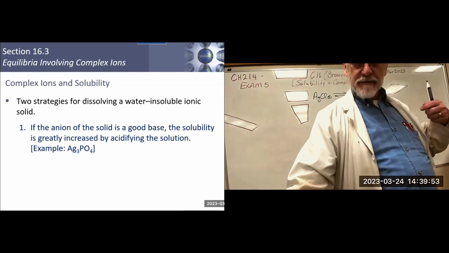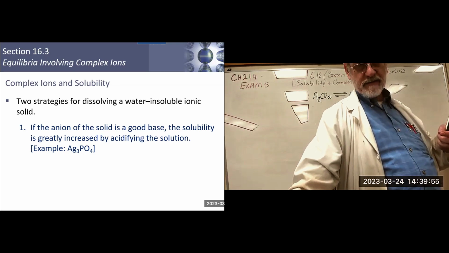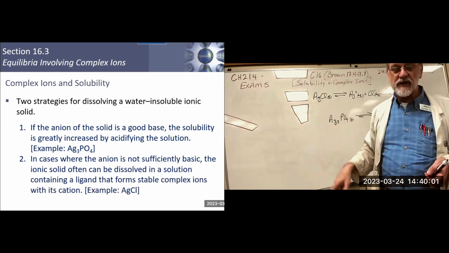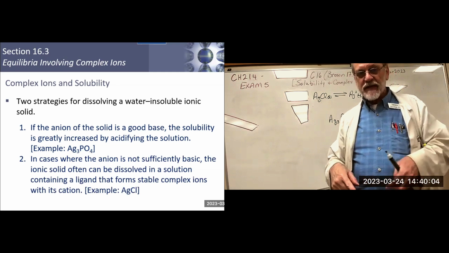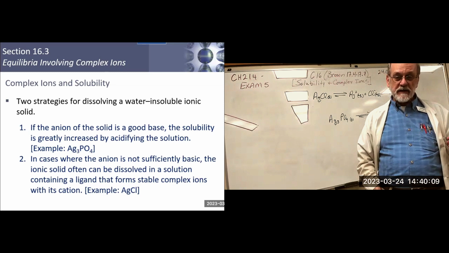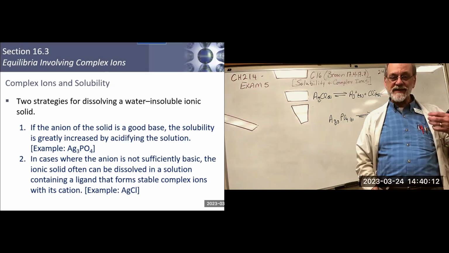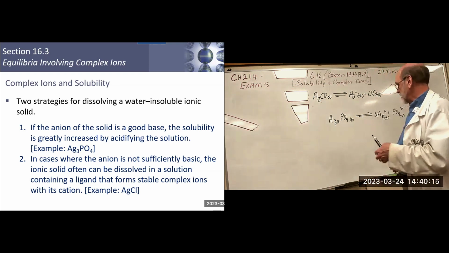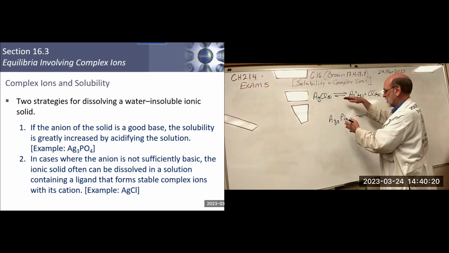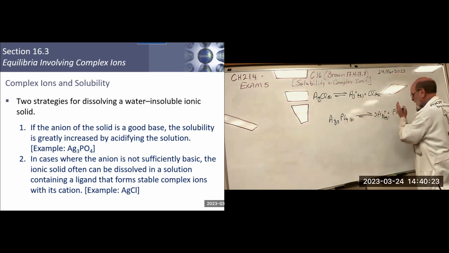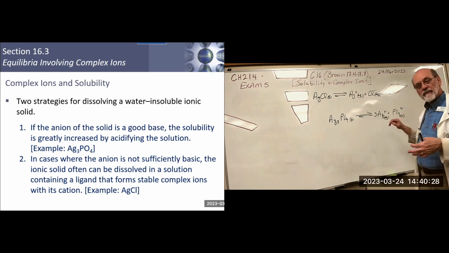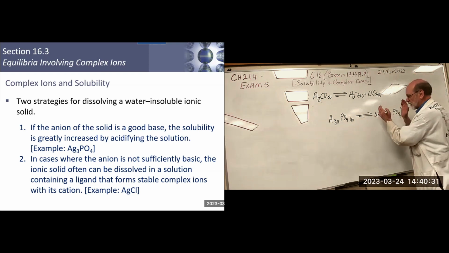But if that anion is not a good base, which is the case for this one, right? Chloride ion is a very poor base because it comes from a strong acid. In those cases, you can increase the solubility by forming a stable complex ion with the cation. So in this way, when we add hydrogen ions, we're attacking the equilibrium based upon the anion behavior. But with complex ions, we're attacking solubility with the cation behavior.